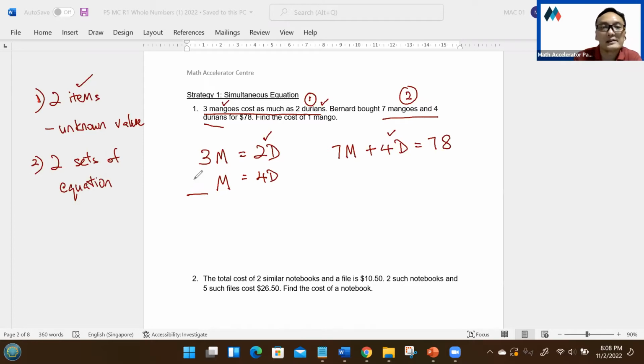Right, we have 6. So now, that means we multiply this equation by 2, right? And we get 6. So now we notice that 4 durians cost as much as 6 mangoes. So here we have 4 durians here. We're going to replace this with 6 mangoes. And we're going to rewrite the equation again.